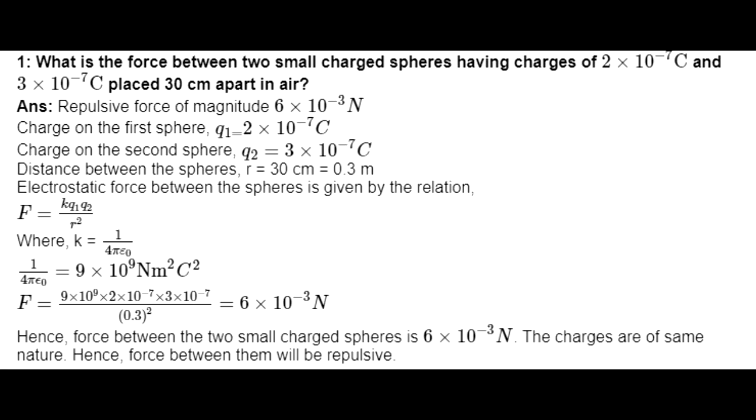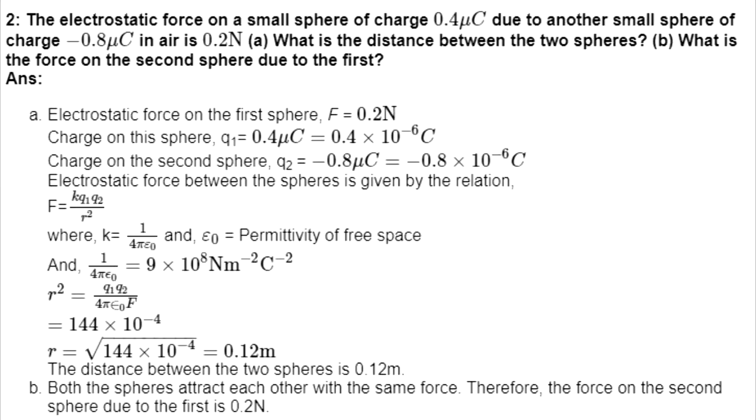It is given as 30 centimeter, that is 0.3 meter, and the square of that is 0.3 squared. If you simplify this, the answer comes out around 6 × 10^-3 Newton. So the force acting between the two small charged spheres is 6 × 10^-3 Newton when they are placed in air. And as both are like charges, the force between them is repulsive.